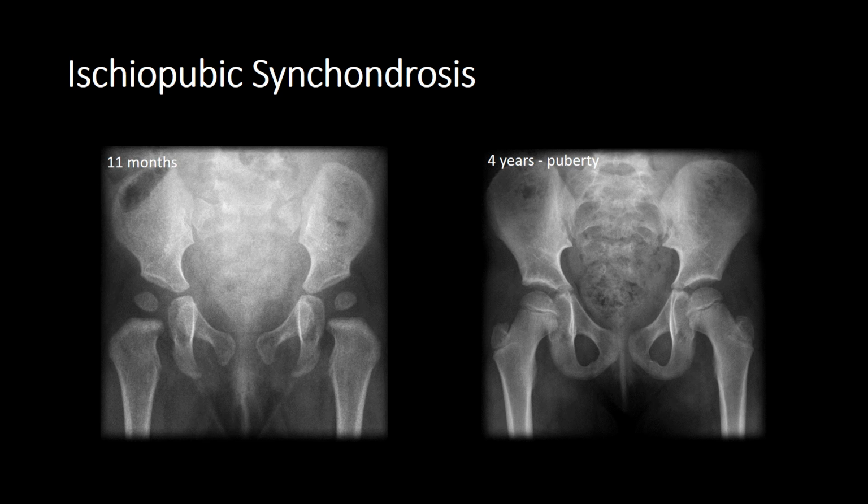The ischiopubic synchondrosis is where the pubis and the ischium fuse together. At 11 months of age, this synchondrosis hasn't ossified yet, and it's only once they reach the age of 4 that these synchondroses start to fuse. You can get a slightly bulbous appearance to the ischiopubic synchondrosis, which is completely normal. Let's have a look at another variation.